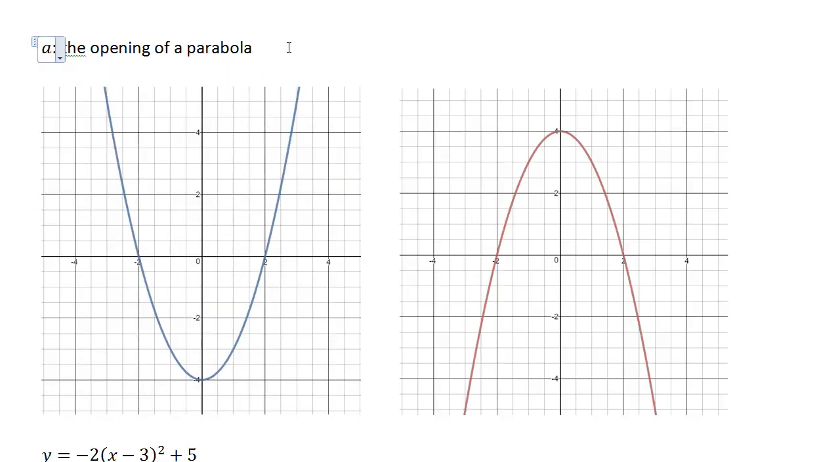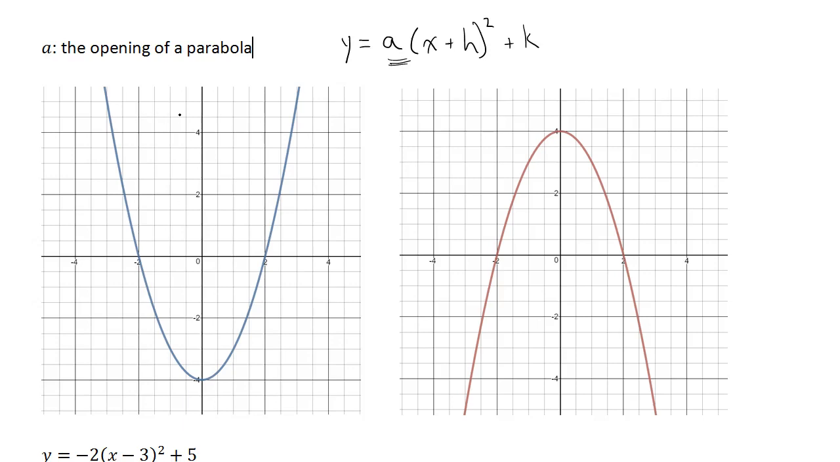So what does a do? And remember, our equation is y equals a(x + h)² + k. So what does this part of the equation do? Well, the a tells us whether the parabola will be opening up or opening down. Now here we've got a parabola that we say is opening up. So it's like a cup kind of. So it's opening upward, whereas this parabola is opening down.